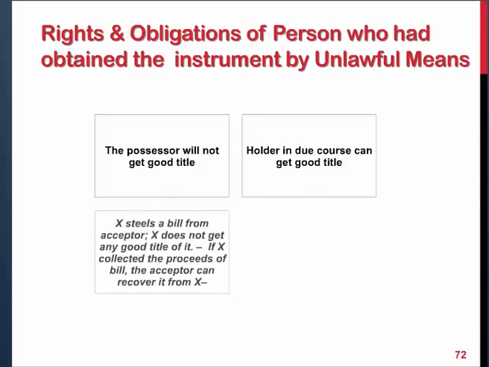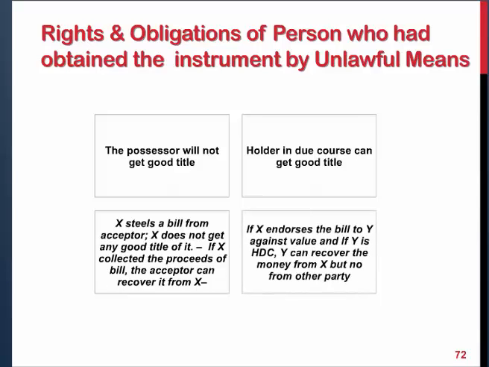Let's have an example. Suppose X steals a bill from the acceptor. X does not get any good title to it. If X collected the proceeds of the bill, the acceptor can recover it from X. But if X endorses the bill to Y against value, and if Y is a holder in due course, Y can recover the money from X, but not from any other party.